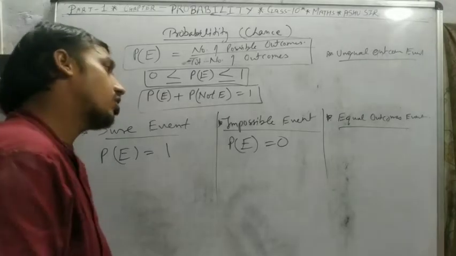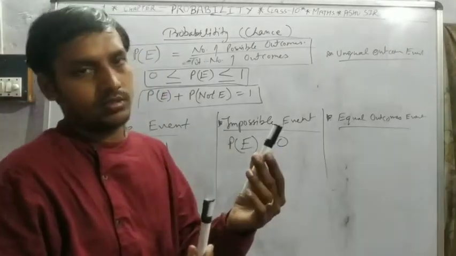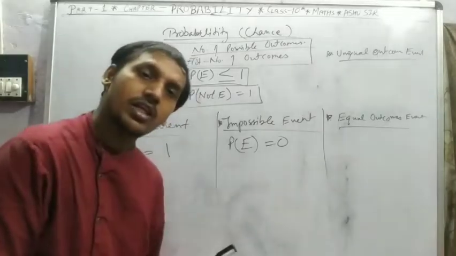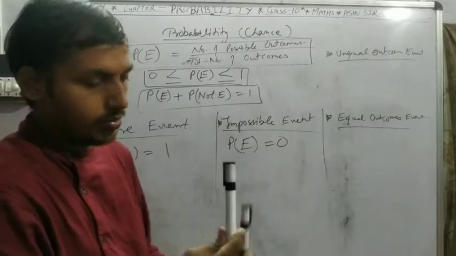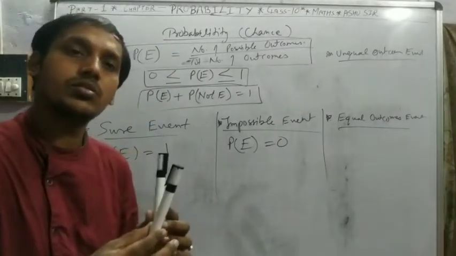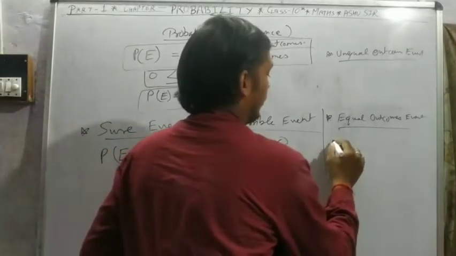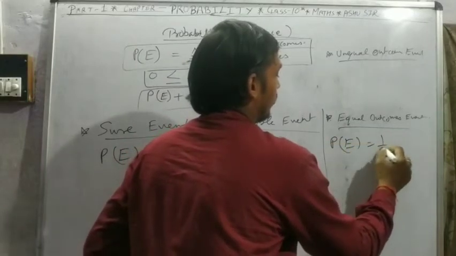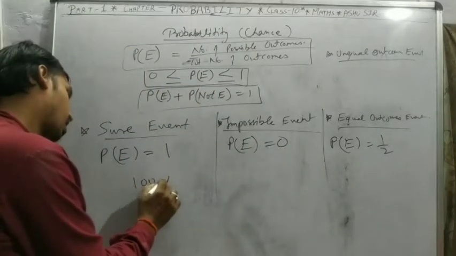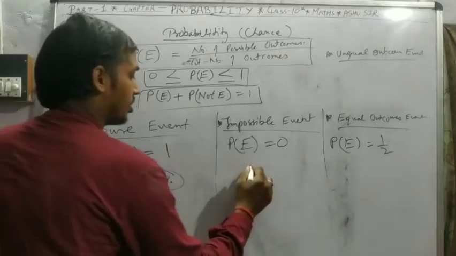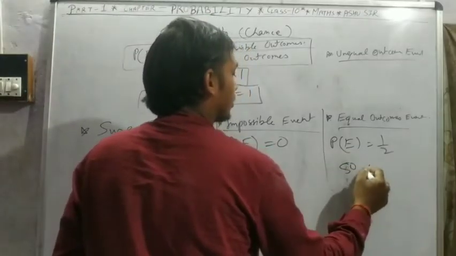And the equal outcomes event. Suppose that is a red marker, that is a black marker. We say select any one marker. So black marker 1/2 possibility, red marker 1/2 possibility, because both have equal numbers of outcomes. The equal outcomes event probability is always 1/2, half, 50%. That is the 100% chance, that is the 0% chance, that is the 50% chance.